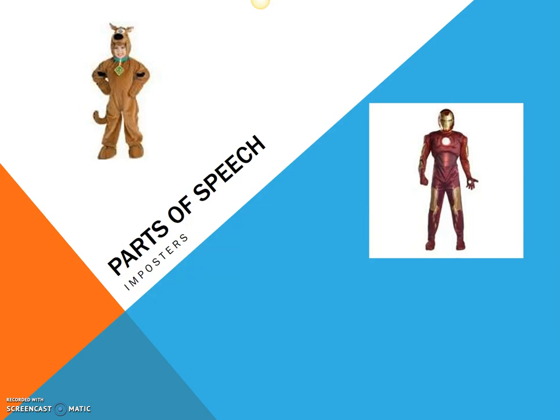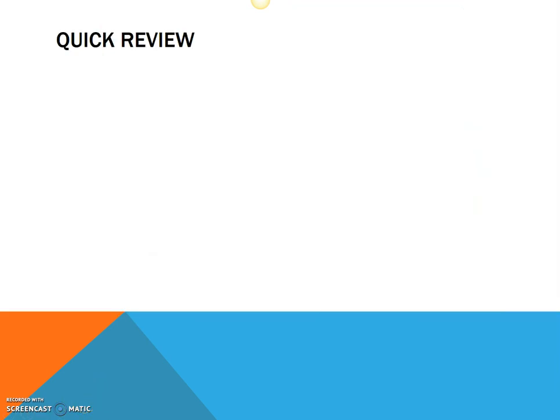Today we are going to talk about imposters. We're going to talk about two different types of imposters. But before we get started with that, let's do a quick review. What are the 5 things needed for a complete sentence? So think to yourself, what are the 5 things?